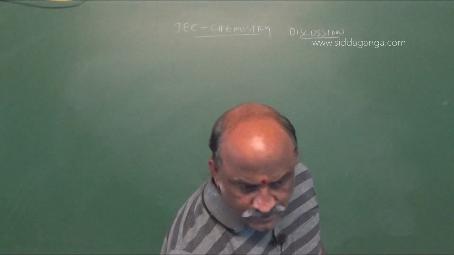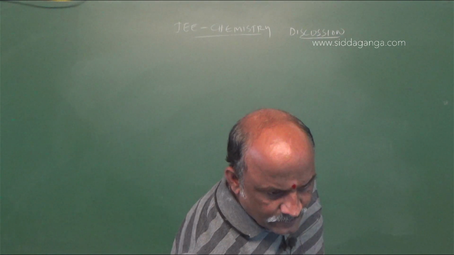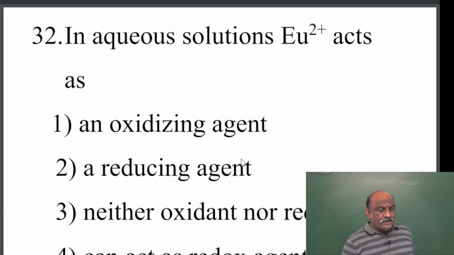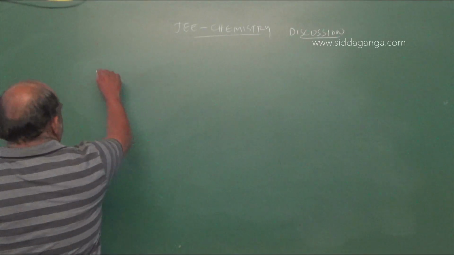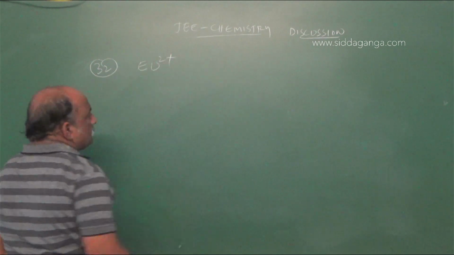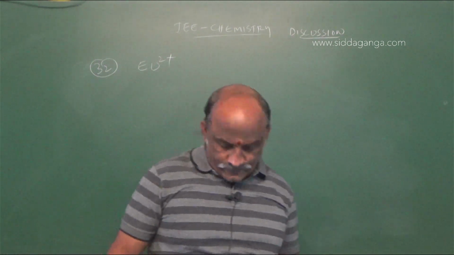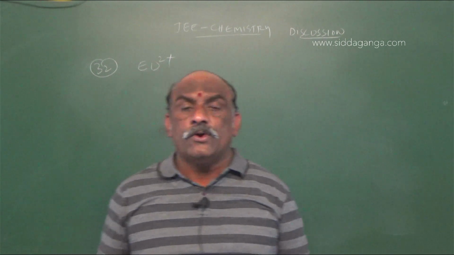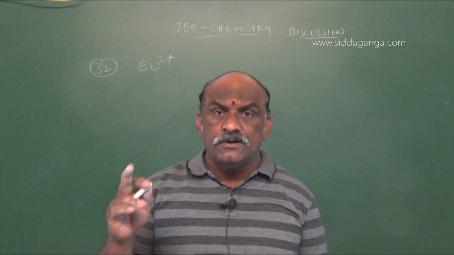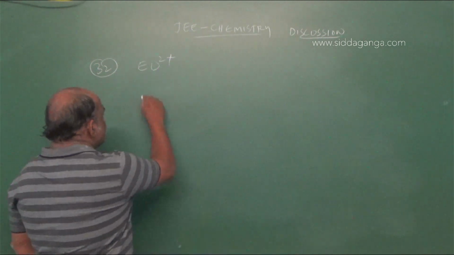Next, question number 32. Very interesting question. In aqueous solution, Eu2+ acts as what? Simple, it is. Eu is called europium, which belongs to the lanthanides.